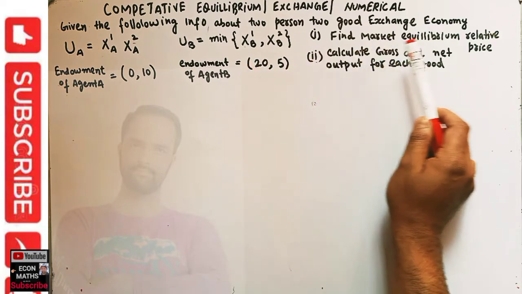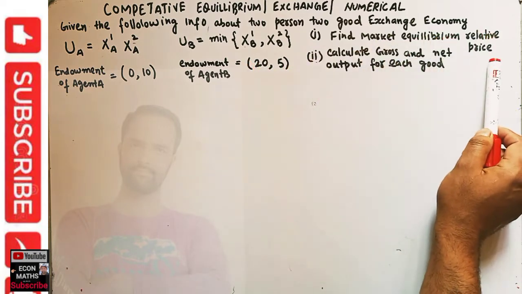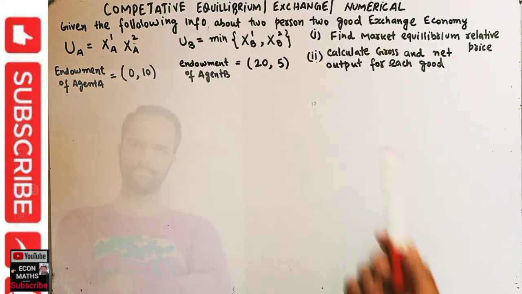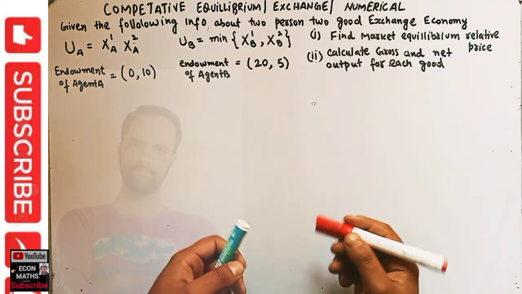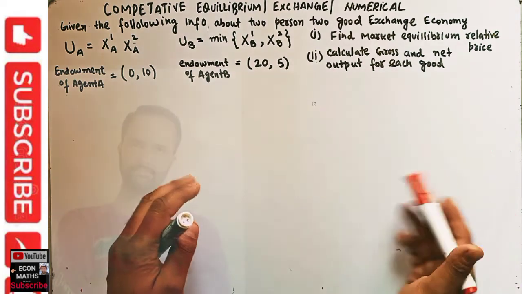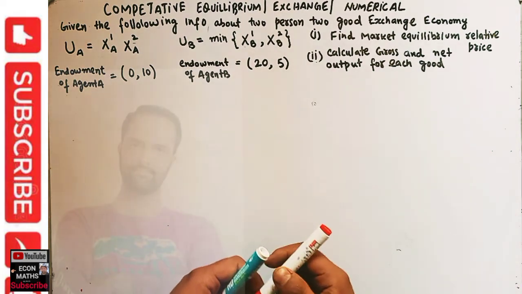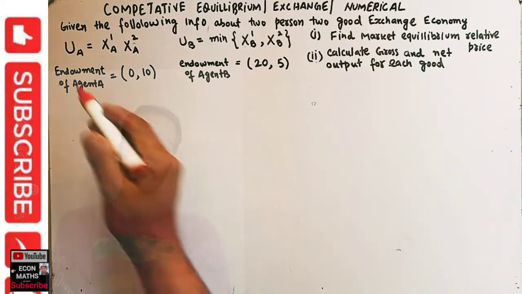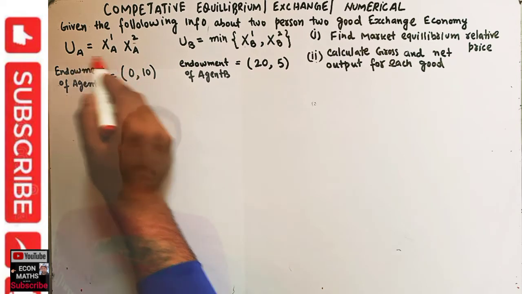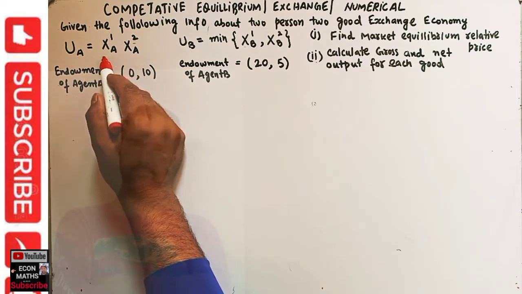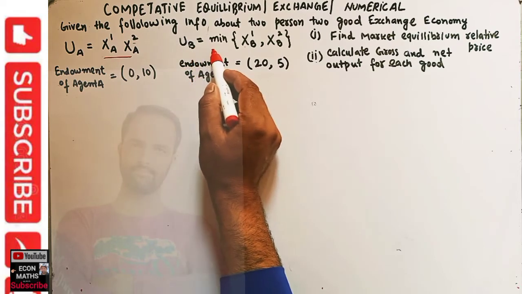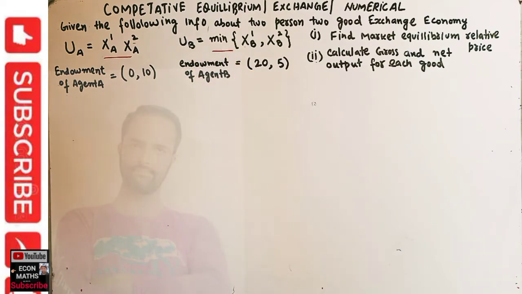We have to find the market equilibrium relative price. Also calculate the gross and net output for each good, and we will also try to show it on the Edgeworth box if time allows. So how do we solve this kind of question? This denotes the endowment, this is the utility function. This is a Cobb-Douglas utility function, and this is our Leontief utility function, or min function.